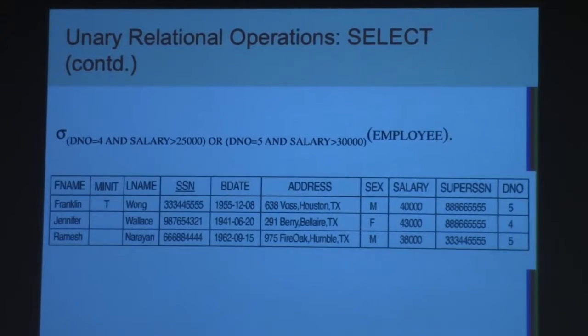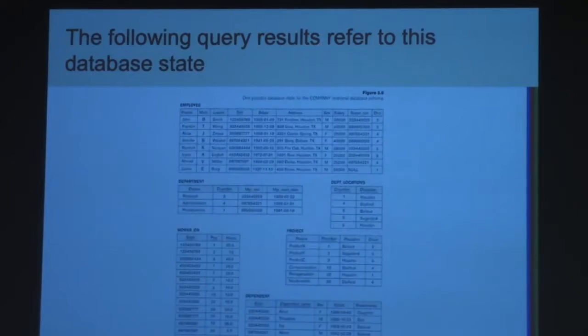We'd like to access the employees who are in department number 4, whose salary is 25K or more, or, in case of department number 5, whose salary is more than 30K. So we can understand that, but the computer cannot understand what I'm saying. Instead, the computer can understand this relational algebra expression. So this is the output. Because we didn't specify the attribute, it will return all of them.